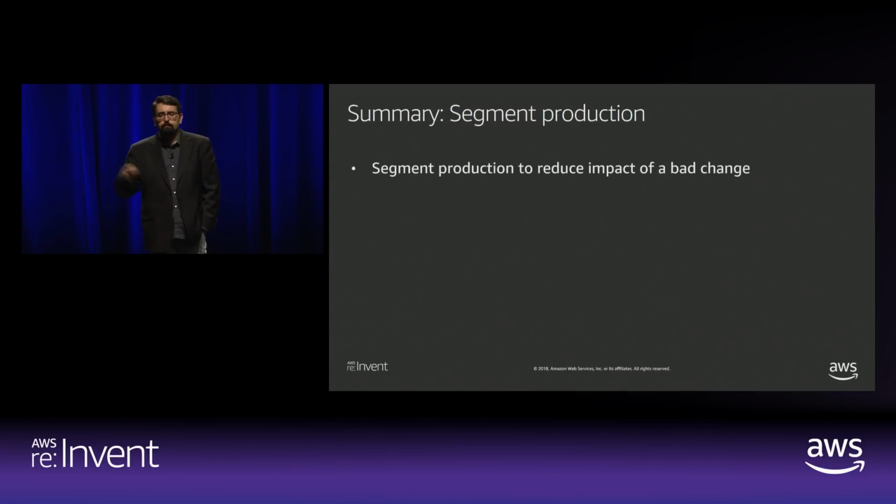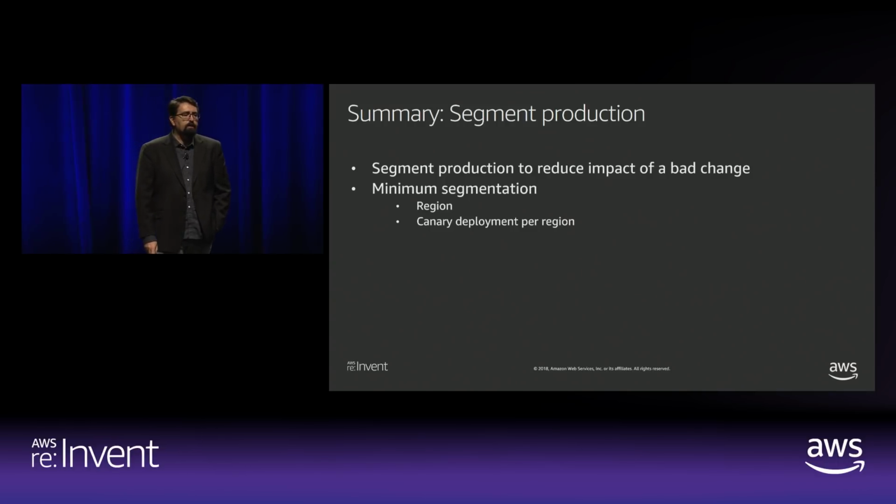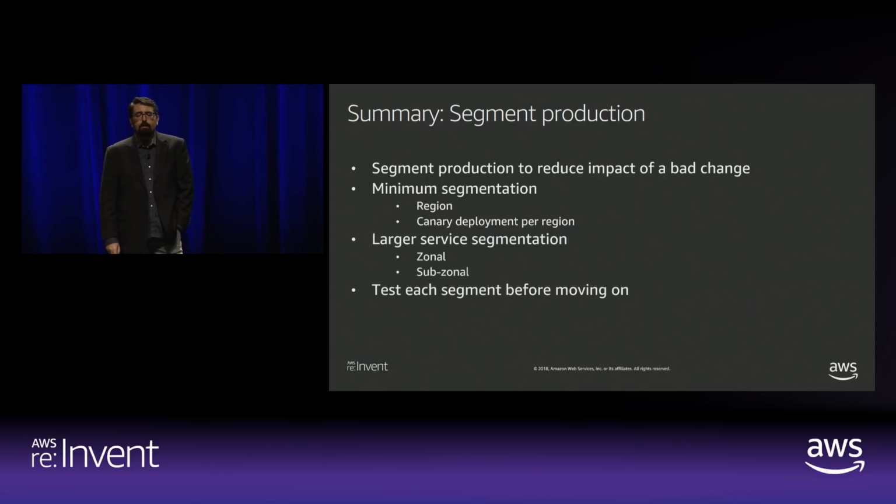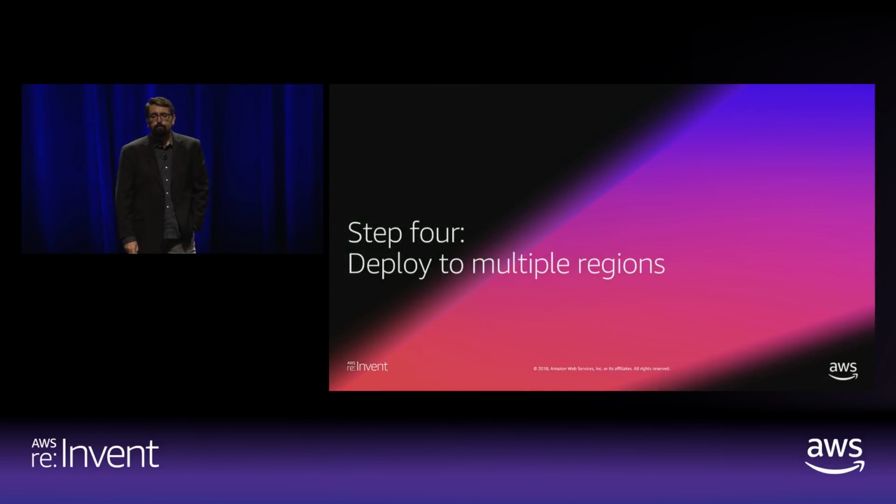So in summary, segment the production so that we can reduce impacts of bad changes, segment by region, use canary deploys per region, and then break things up as you grow zonally and subzonally, and then test each segment before moving forward. So we also want to call out step 4 of just deploying to multiple regions.